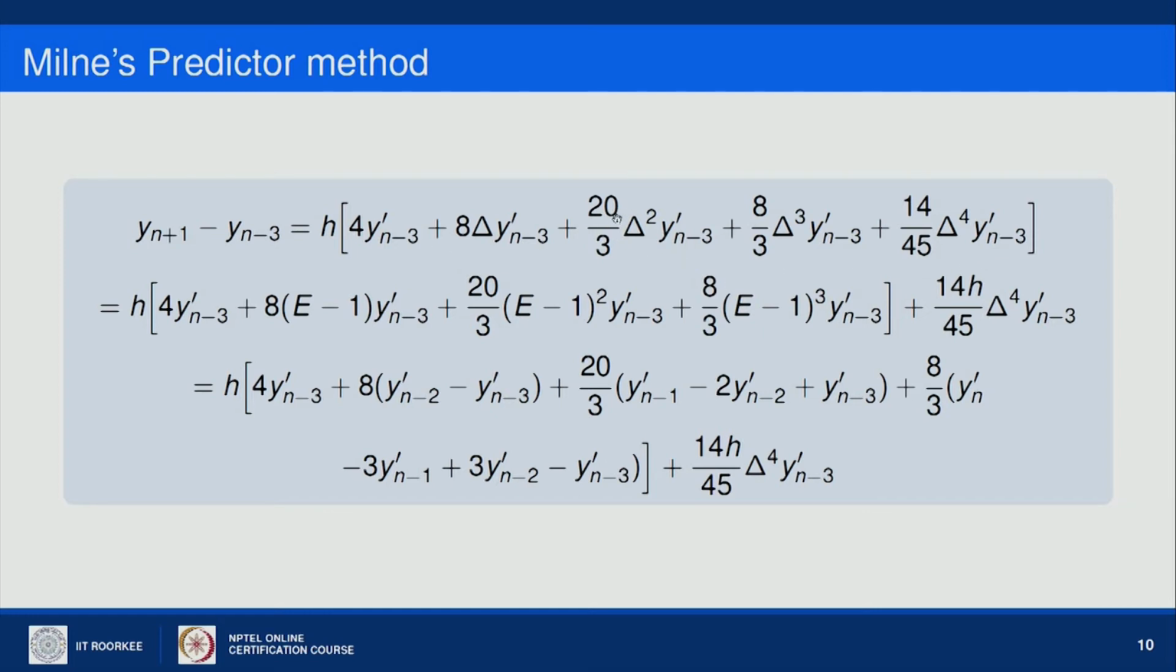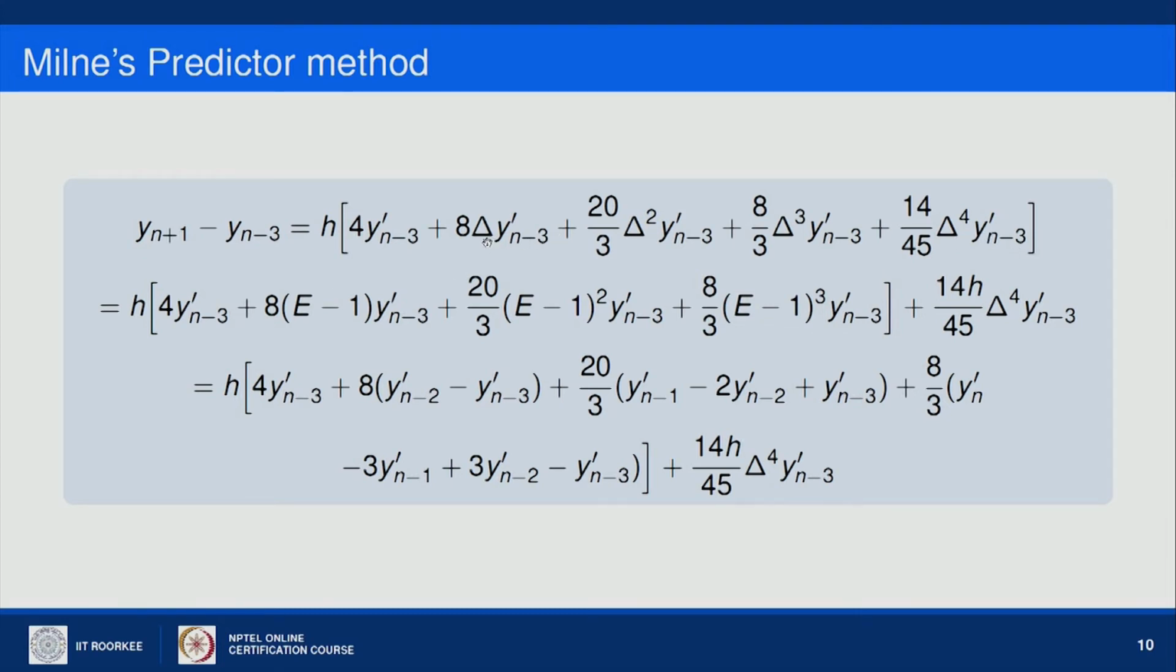The third term becomes 20 upon 3 del square y prime n minus 3, plus 8 upon 3 del cube y prime n minus 3, plus 14 upon 45 del 4 y prime n minus 3.